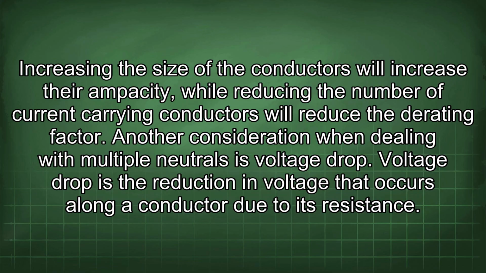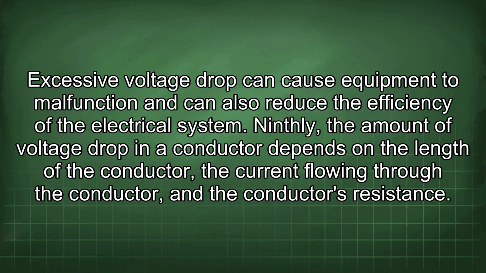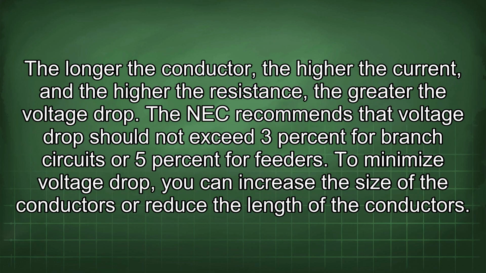Voltage drop is the reduction in voltage that occurs along a conductor due to its resistance. Excessive voltage drop can cause equipment to malfunction and can also reduce the efficiency of the electrical system. Ninthly, the amount of voltage drop in a conductor depends on the length of the conductor, the current flowing through the conductor, and the conductor's resistance. The longer the conductor, the higher the current, and the higher the resistance, the greater the voltage drop. The NEC recommends that voltage drop should not exceed 3% for branch circuits or 5% for feeders. To minimize voltage drop, you can increase the size of the conductors or reduce the length of the conductors.